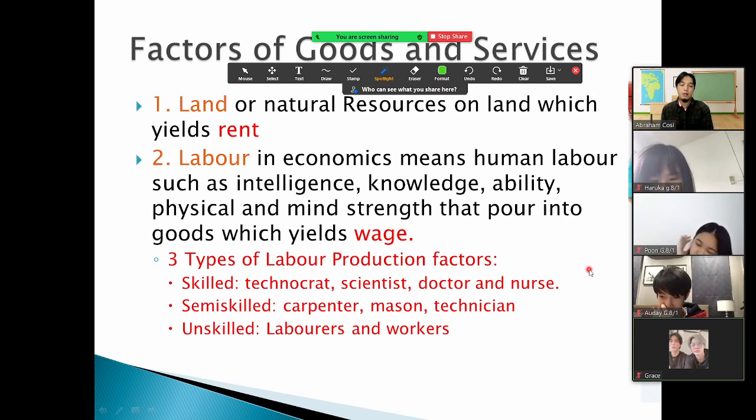For labor, this involves the people doing labor. And we need intelligence, knowledge, ability, physical strength, and so on, for labor.